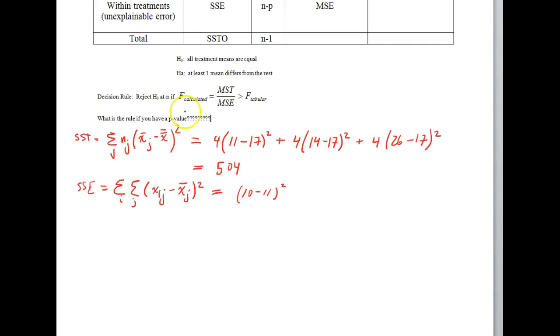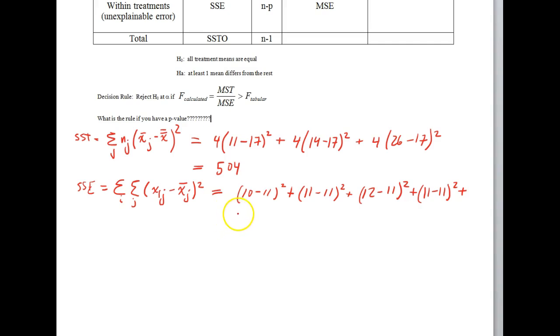The next one would be the second data point there, which is 11, minus the treatment mean, 11, squared. Third data point, 12, minus 11 squared. And the fourth data point, 11 minus 11 squared. And so on and so forth, right? So we're going to do this for the whole treatment, or for all of the treatments. So that was the first treatment.